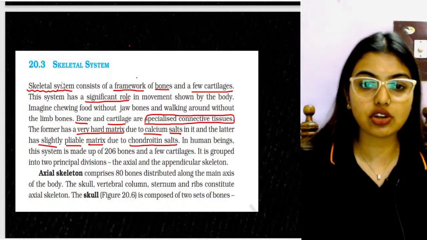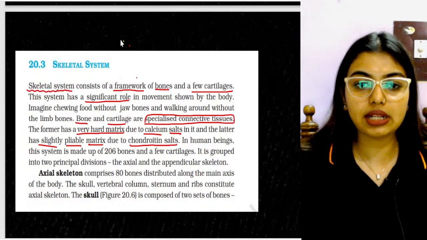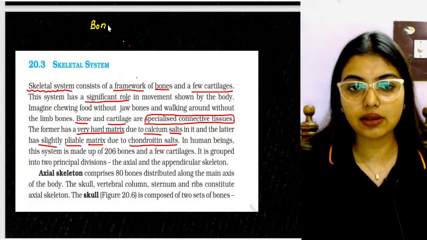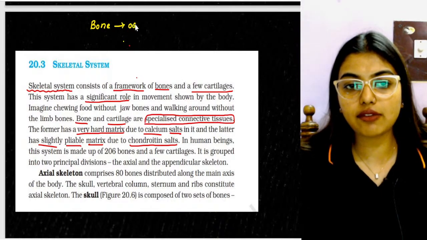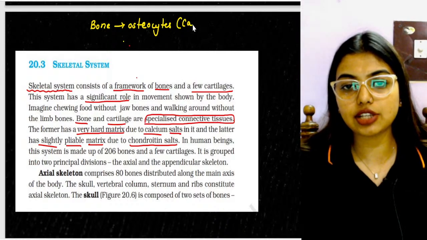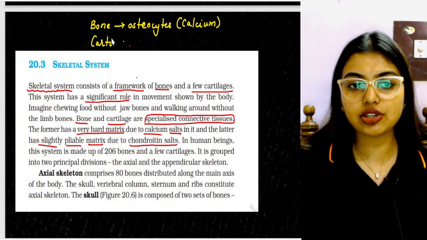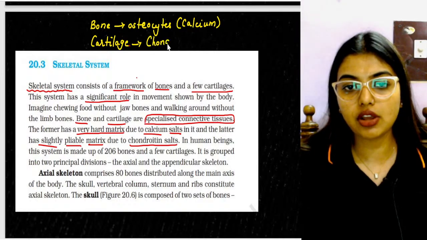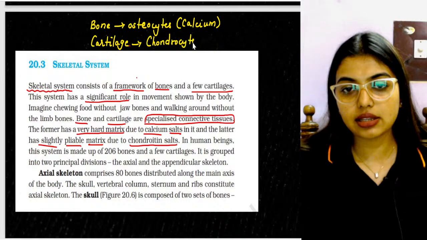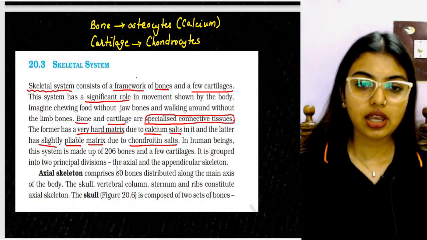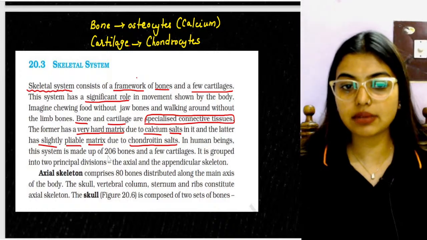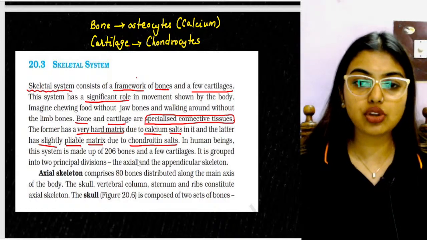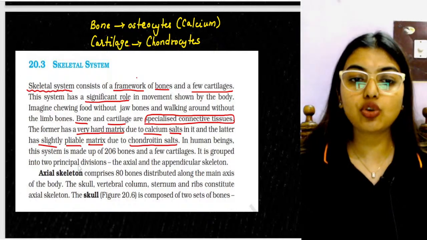So students, here what are they talking about? They're talking about two things. That is going to be your bone. In your bone we know that we have osteocytes, and they are filled with calcium. Second, they are talking about cartilage. We have learned in structural organization that they are made up of chondrocytes present in lacunae. Now, in human beings, this system is made up of 206 bones and a few cartilages. It is grouped into two principal divisions.